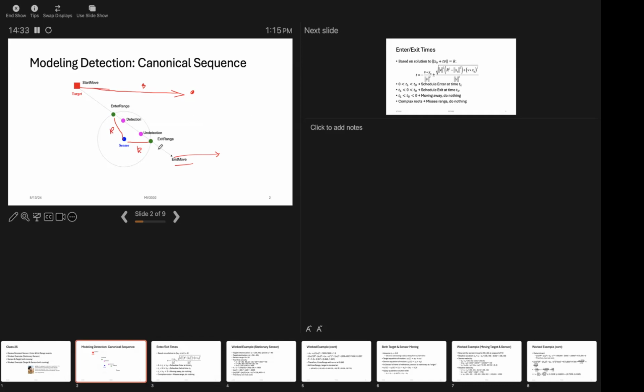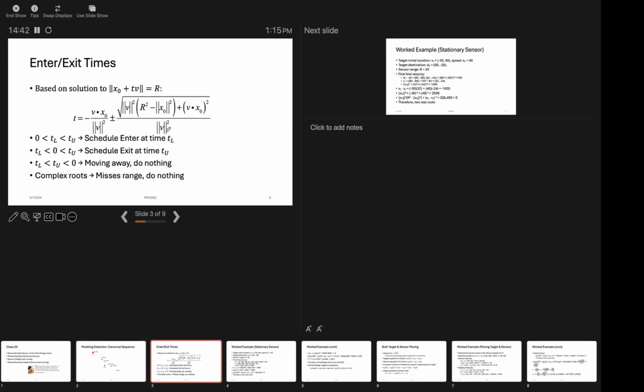Those are the only two times in this sequence; every other place it's not going to be equal, it's going to be something else. So if we solve our equation of motion equal to the radius of the sensor, we come up with a quadratic formula. And this is the result. The interested student may try to derive this as well, but you don't have to.